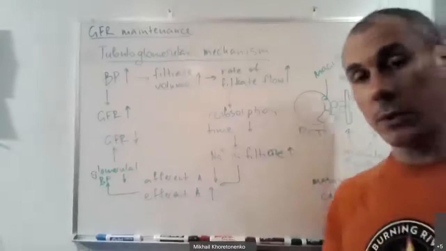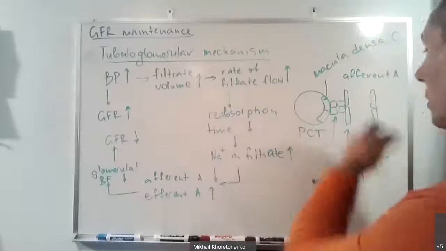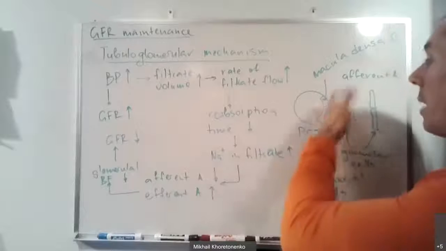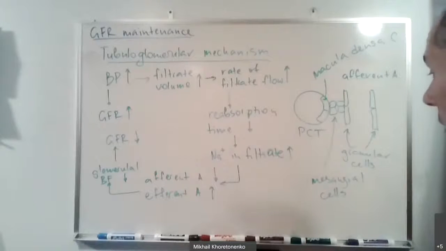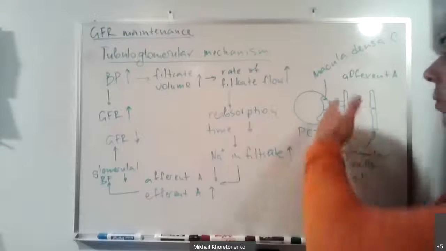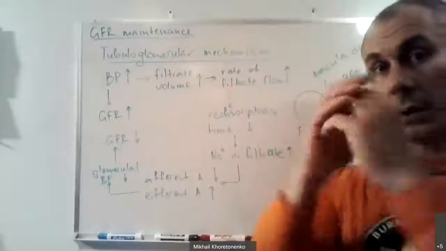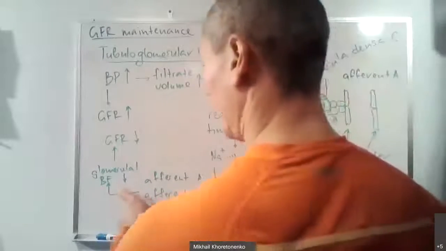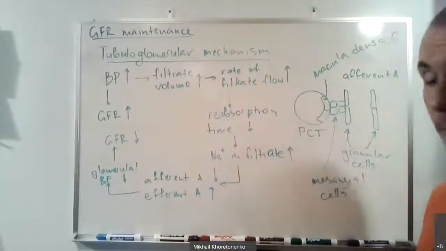Increased concentration of sodium in the filtrate is sensed by macula densa cells. Mesangial cells convey that signal via gap junctions through the macula densa cells to the granular and juxtaglomerular cells that surround the afferent arteriole. In response to that elevated sodium in the filtrate, afferent arterioles constrict, efferent dilate. That decreases glomerular blood flow and decreases the initially increased GFR.